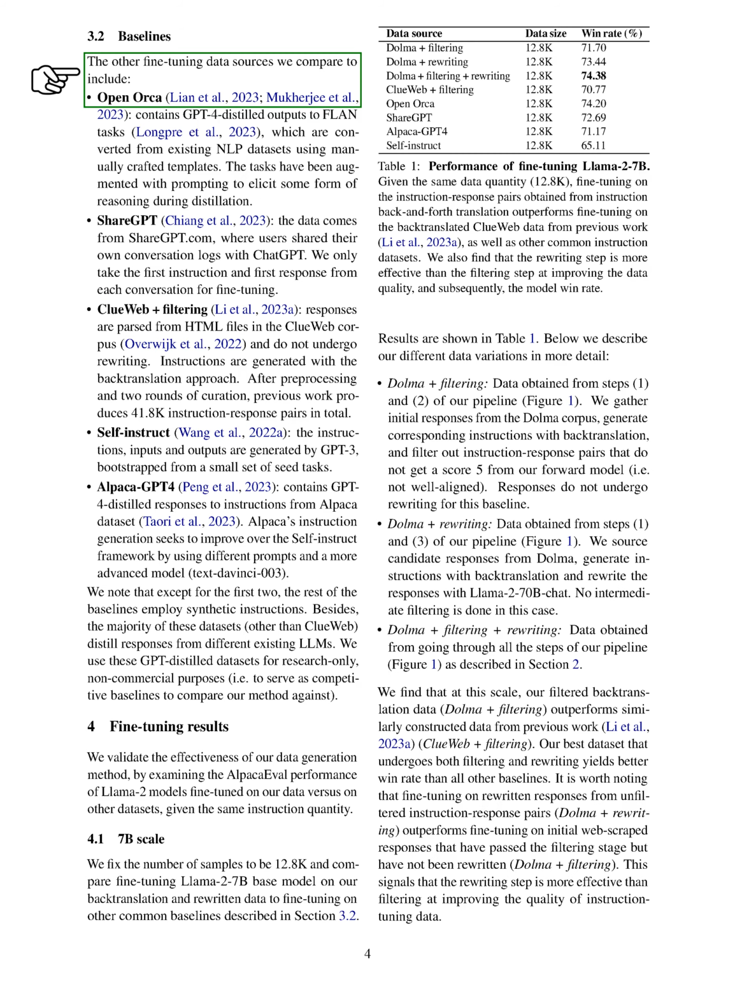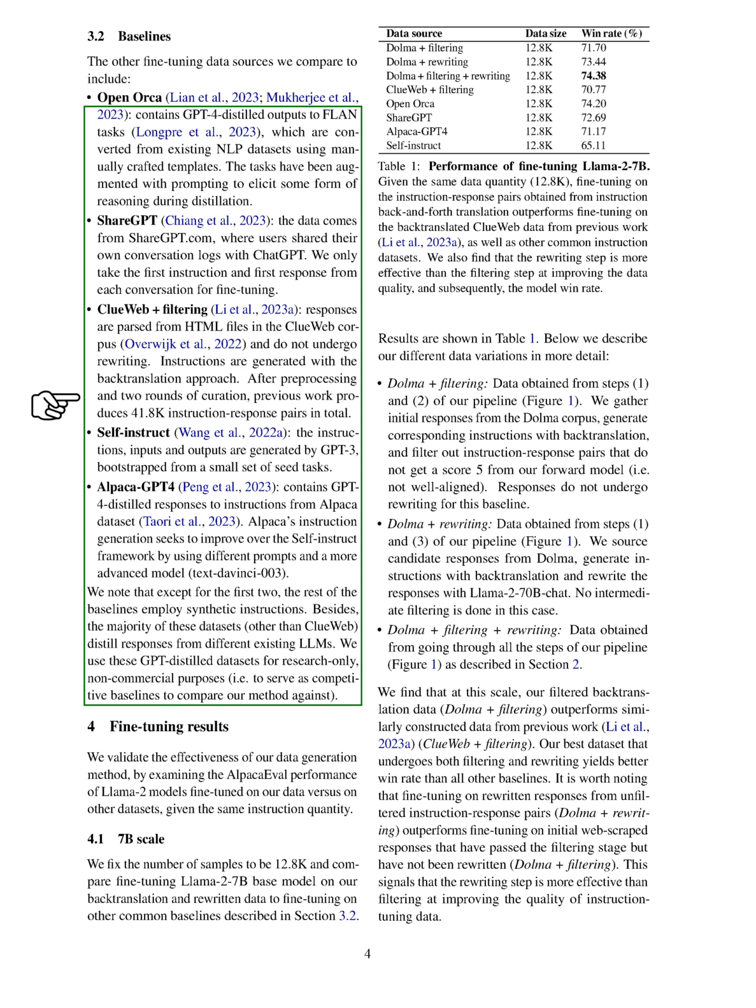For our baselines, we compare our method against several fine-tuning data sources. OpenOrca contains outputs distilled from GPT-4 for FLAN tasks, converted from existing NLP datasets using crafted templates. ShareGPT data comes from users sharing their conversation logs with ChatGPT, and we only use the first instruction and response from each conversation. ClueWeb responses are parsed from HTML files without rewriting, and instructions are generated through back translation. After preprocessing and curation, previous work produced a total of 41.8K instruction-response pairs.